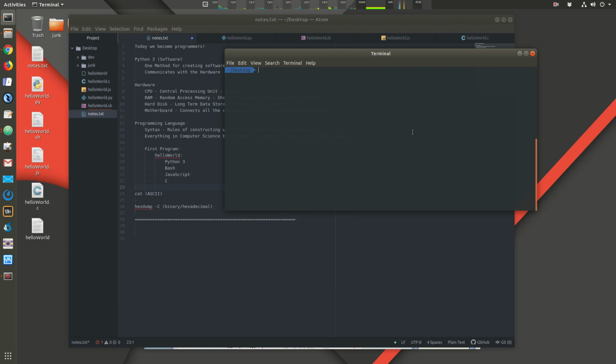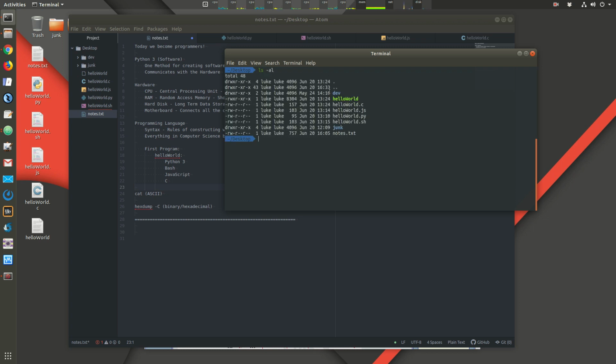Okay, we're going to pick up where we left off in the last video. In the last video, we made our first computer programs, and we used 4 different programming languages. I'm on my desktop here in my Linux command line. I type ls -al. That lists out all of the contents of this directory, right?